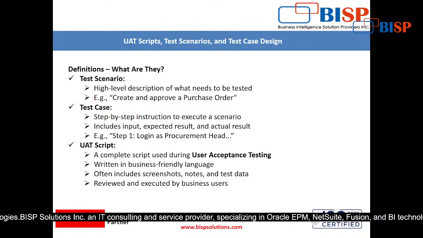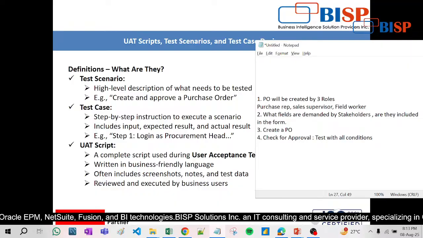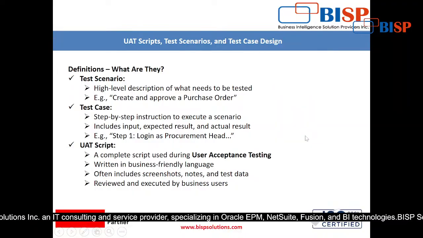Now test case. A test case means step-by-step instructions to execute a scenario, including input, expected result and actual result. For example, step 1: log in as purchase procurement head. Here the role comes. That is what I just explained, include test with all conditions. Here the PO will be created by three roles, like purchase rep, sales supervisor, field worker, anyone. So here also it is shown in the test cases. Test case means test with all the roles.